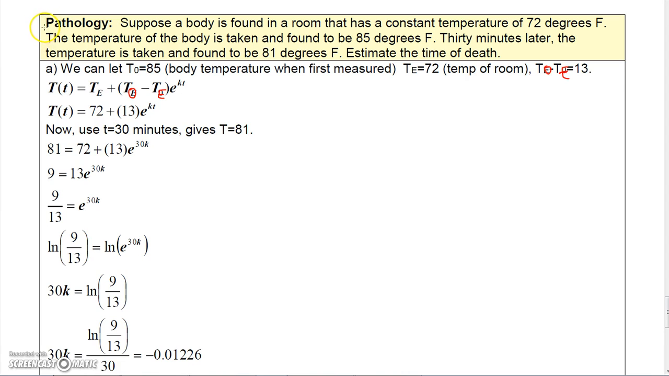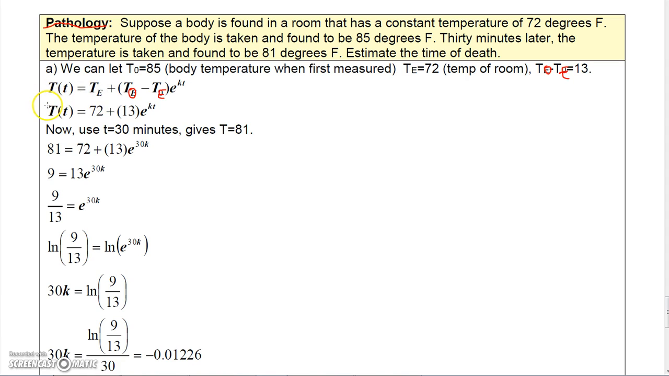Okay, well, I know you've seen on some of these crime shows them talk about the time of death, but let's take a look at how they can actually use this Newton's law to determine time of death. Suppose a body is found in a room that has a constant temperature of 72 degrees Fahrenheit, and the temperature of the body is taken and found to be 85 degrees Fahrenheit. 30 minutes later, the temperature of the body is taken again and found to be 81 degrees Fahrenheit. Let's estimate the time of death.